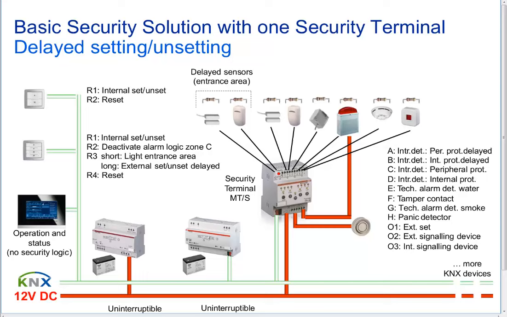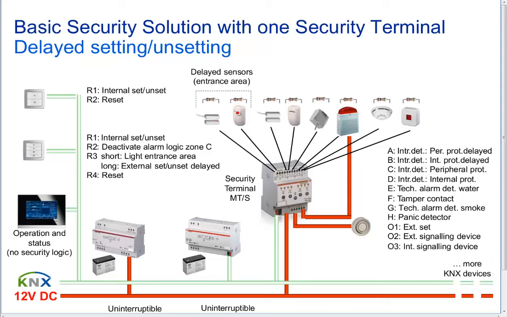For example, here on our input number A we have a magnetic read contact which monitors the entrance door. The magnetic read contact is a delayed sensor because he is in the entrance area. And now when we open the door, we must have a delayed function. So in the ETS parameter later we have to say the input number A must be a delayed sensor for peripheral protection, like the magnetic read contact entrance door.